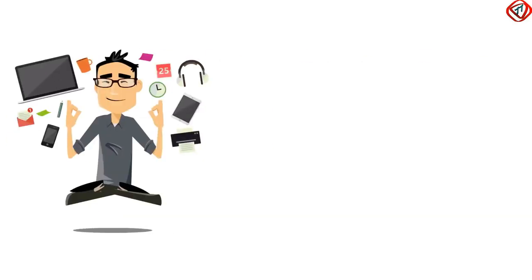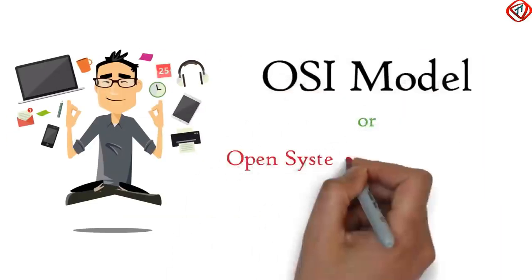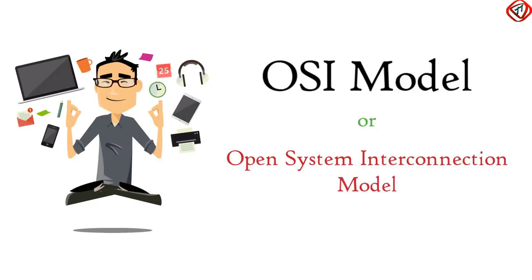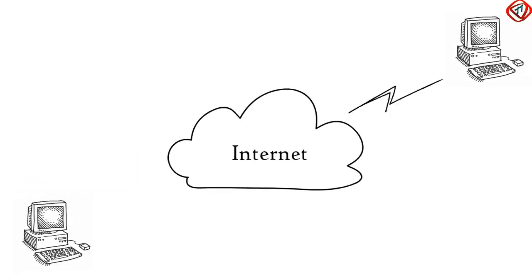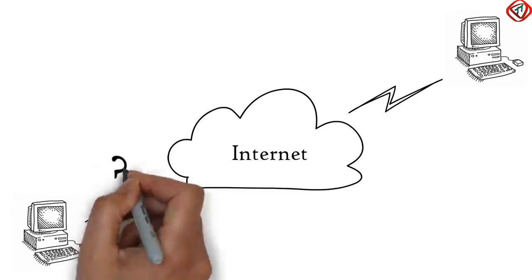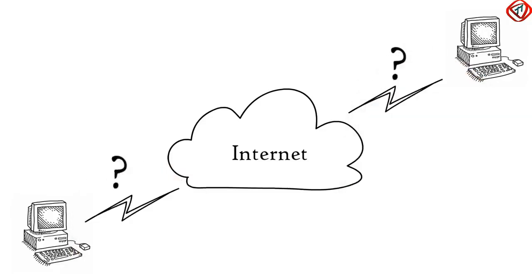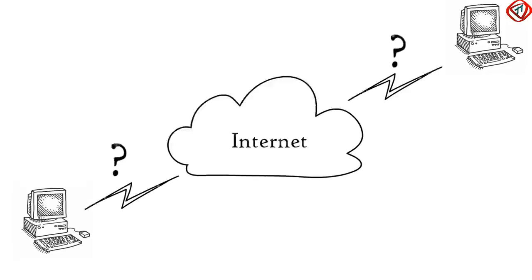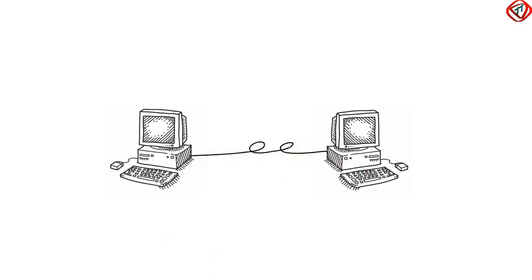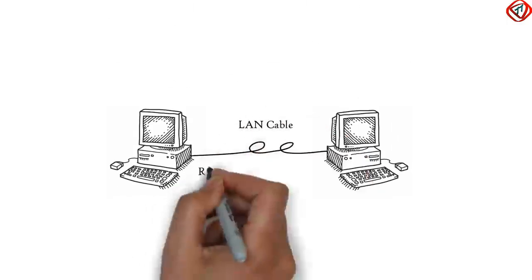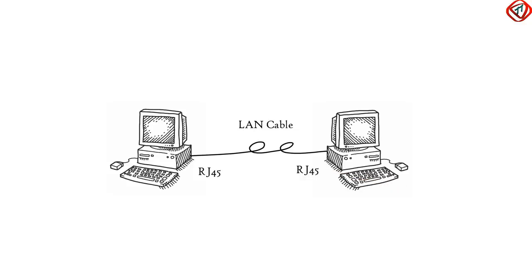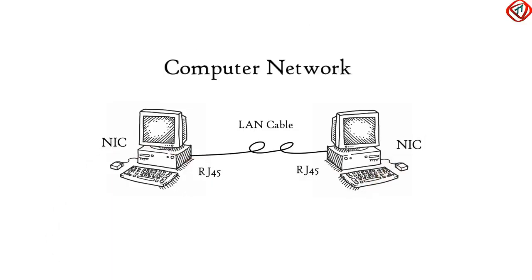Today we are going to learn about the OSI model or Open System Interconnection Model. So let's start. The OSI model defines and is used to understand how data is transferred from one computer to another in a computer network. In the most basic form, two computers connected to each other with LAN cable and connectors, sharing data with the help of network interface cards, forms a network.